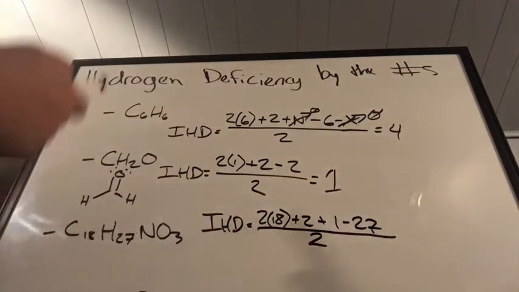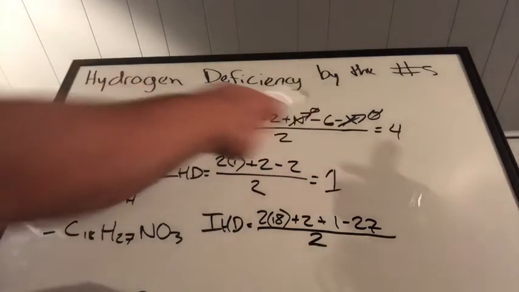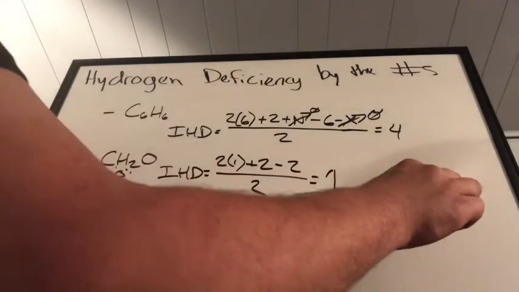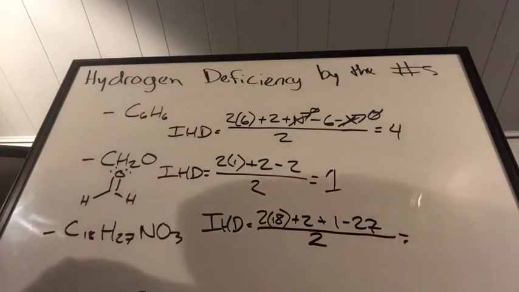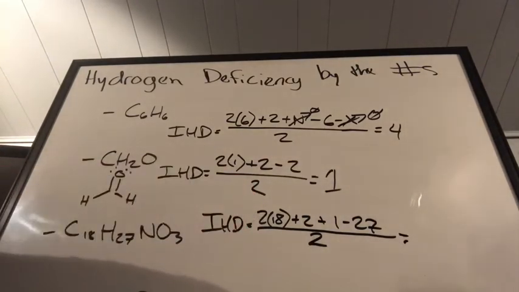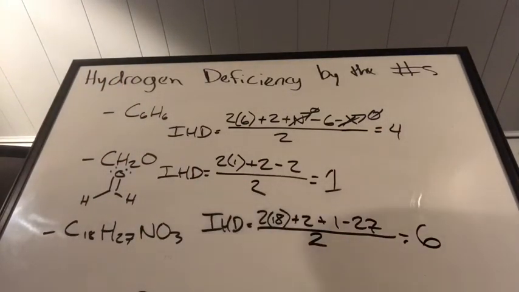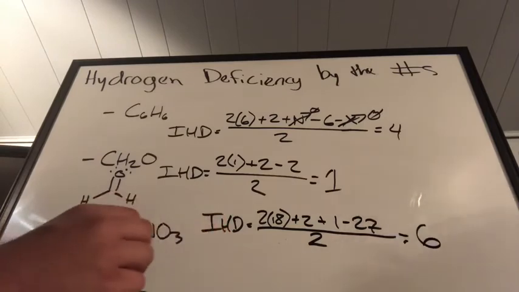So oxygen doesn't factor in, and there are no halides. So in other words, plugging all this stuff in, you're going to have, let's see here, 2 times 18 is going to be 36. 36 plus 2 is 38. Minus 26, 38 minus 26 is going to be 12? Yes, 12. 12 divided by 2 is going to give you a total of 6. Okay. Well, that would make sense because capsaicin is going to look something like this.